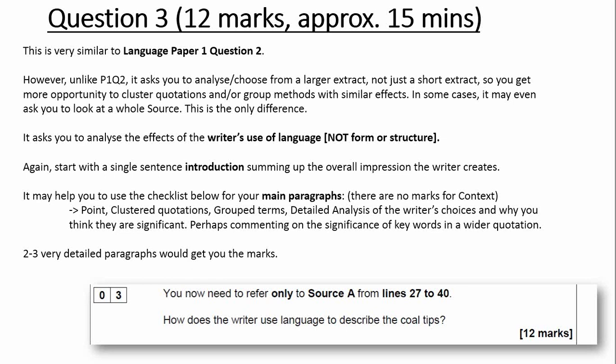One thing to mention, though, is that there are no marks for context here, so you don't really get much for putting this into perspective, but as long as you're thinking about the writer's purpose, what effects they are trying to achieve by choosing to describe the setting in this way. And for this question, I think 2 to 3 very detailed paragraphs would get you the marks. On question 2, I suppose it's 4 very short paragraphs, but here 2 to 3 more detailed ones is what's required. They're looking for some depth of analysis.